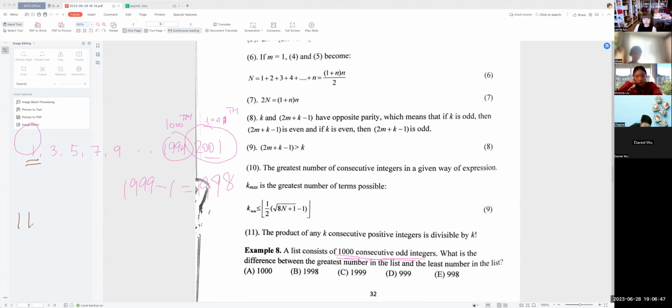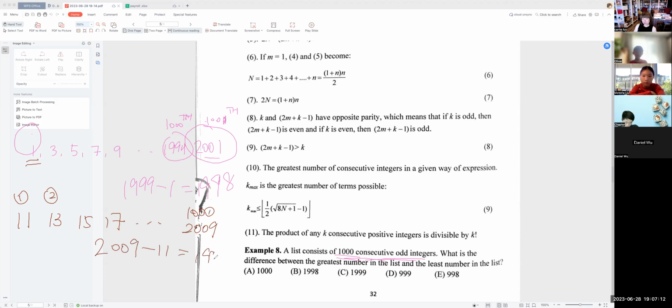Can I start with 11 and 13 and 15 and 17? Yes, of course you can do that. As long as they are consecutive odd integers, you can do that. But the thing is, think about it. If the first is 11 and the second is 13, then what is the 1000th? Is it 2009? So you subtract 11 from 2009, and it is still 1998. Get it? So the difference between the biggest and the smallest is always the same. Understand?